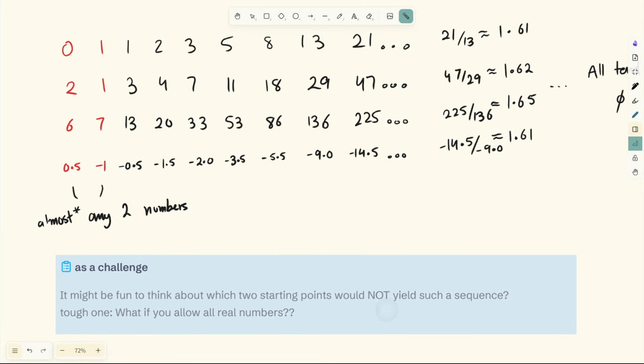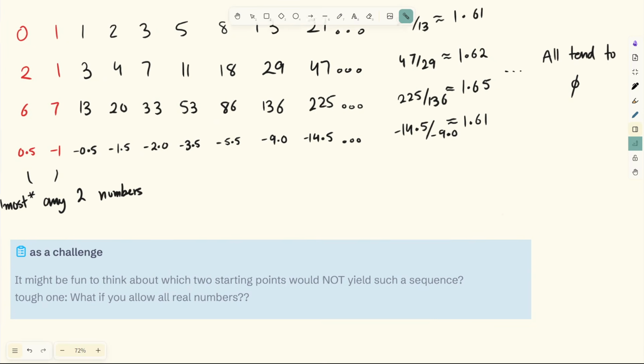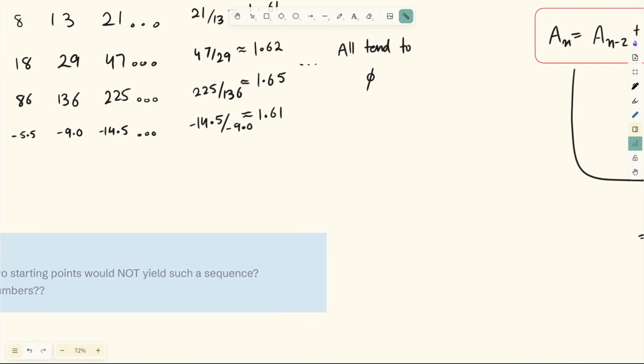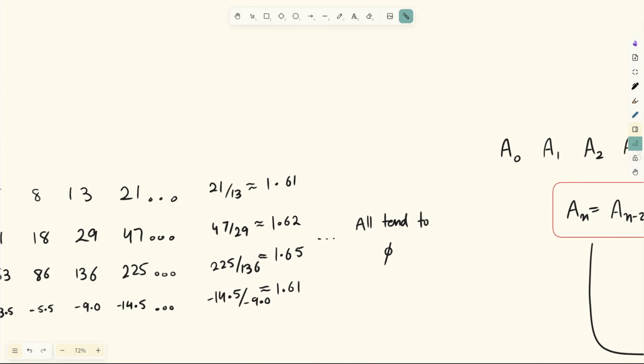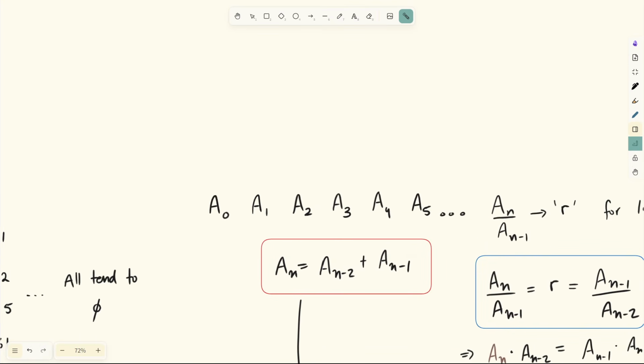Now I say almost because there are some special set of numbers that do not do this, and it might be a nice challenge to think of what those numbers are. And we'll perhaps talk more about that later. But let's first see why this may be true.